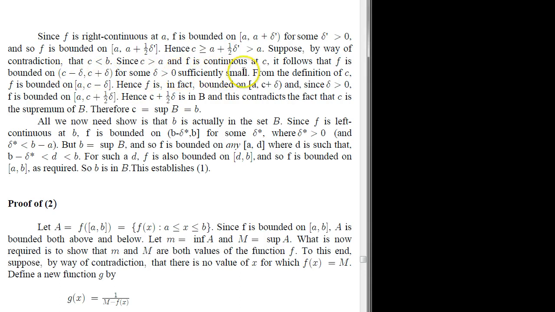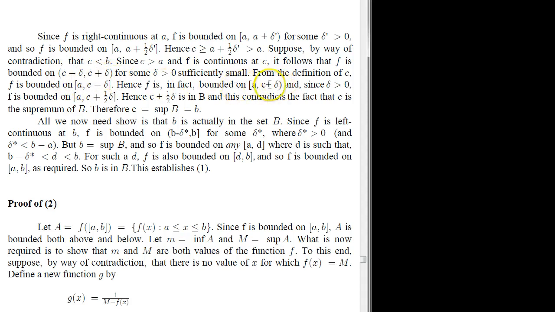And we need to make delta sufficiently small around the point C so that it is suitable. From the definition of C, f is bounded on A up to C minus delta, of course, because C is the supremum. So take a bit away from C, and that will be in the set B, won't it? So f is bounded on this set. And if it's bounded on this set, and it's bounded on this segment also, then clearly because they join, it will be bounded on the entire segment A through to C plus delta, round bracket.